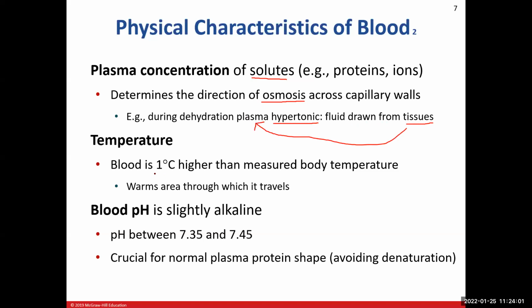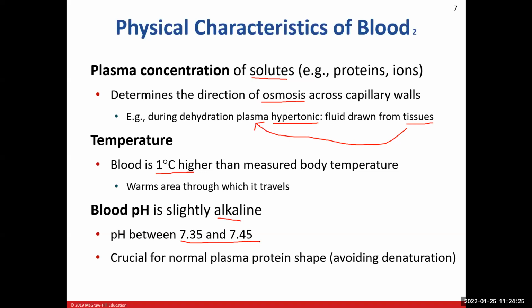All right, I mentioned this before about temperature. It is 1 degree higher than our normal body temperature. So that's why when blood flows to certain areas, you'll feel a warming there. And then of course, blood pH, slightly alkaline. This is the number range here, 7.35 to 7.45. Know that. You need to know that.